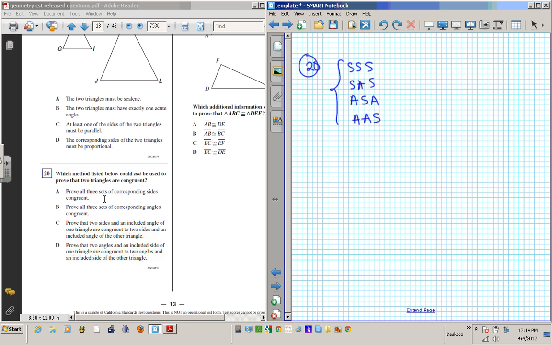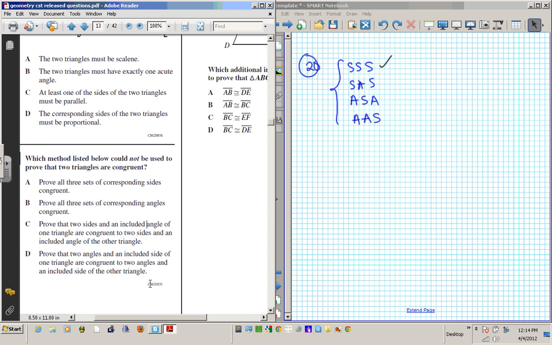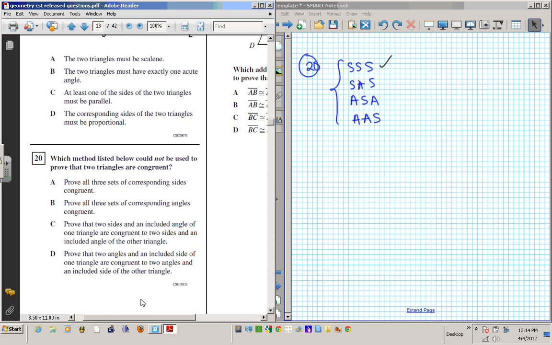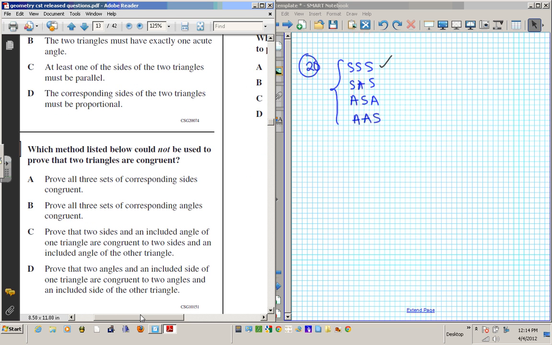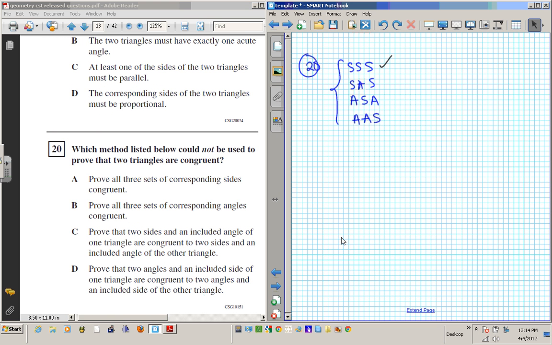Alright, so prove that all three sets of corresponding sides are congruent. That is S. Voila, that's good. So we're looking for not, right? Which one is not good? So let's look over here. Prove that all three sets of corresponding angles are congruent. That is A, A, A. What is AAA for? These four are for congruency.